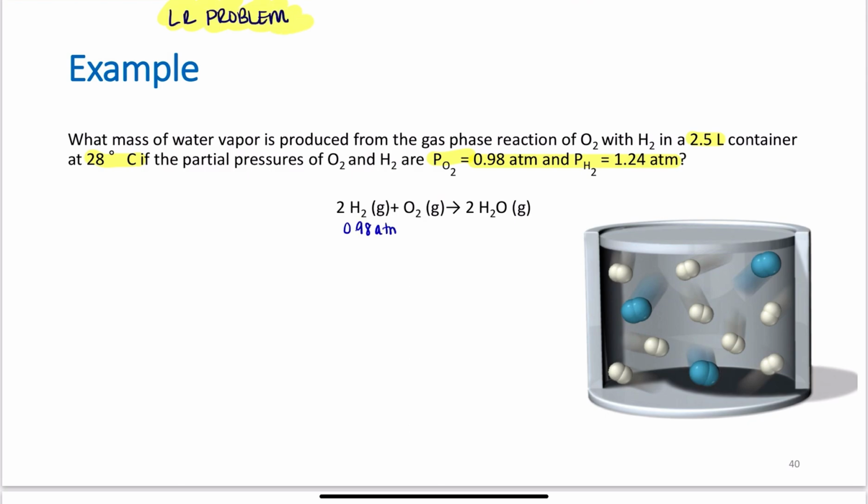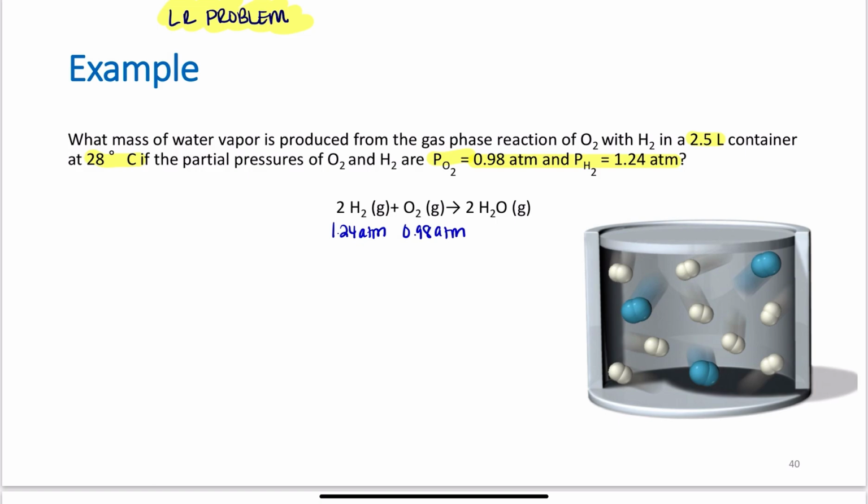0.98 atmosphere. I just put those in the wrong spot. 1.24 atmosphere. 0.98 atmosphere. So I need to figure out what my limiting reactant is so I can actually answer the question.